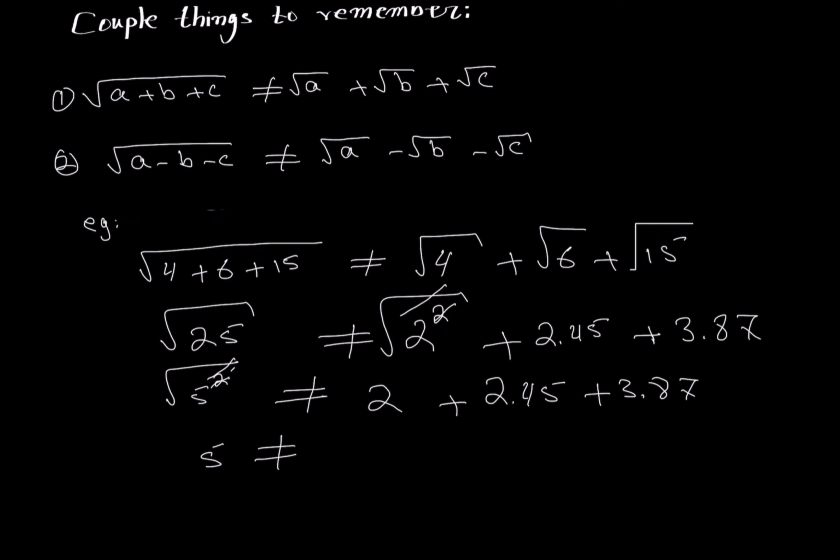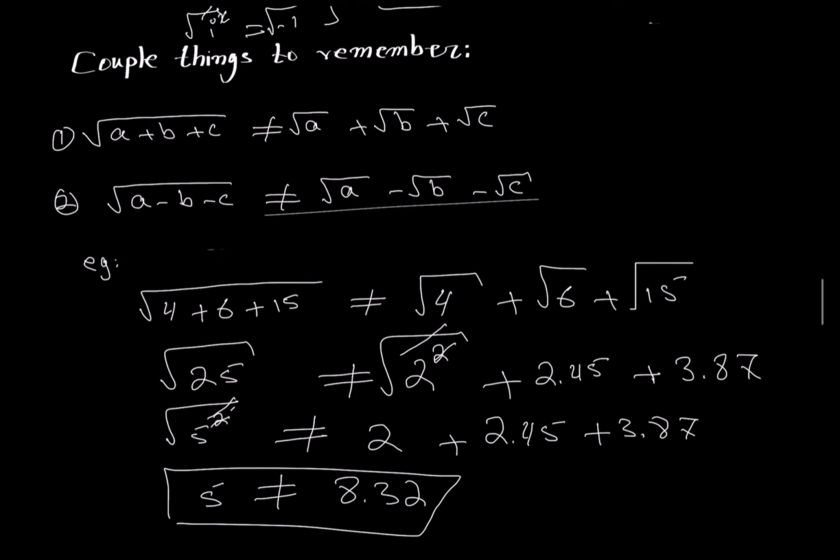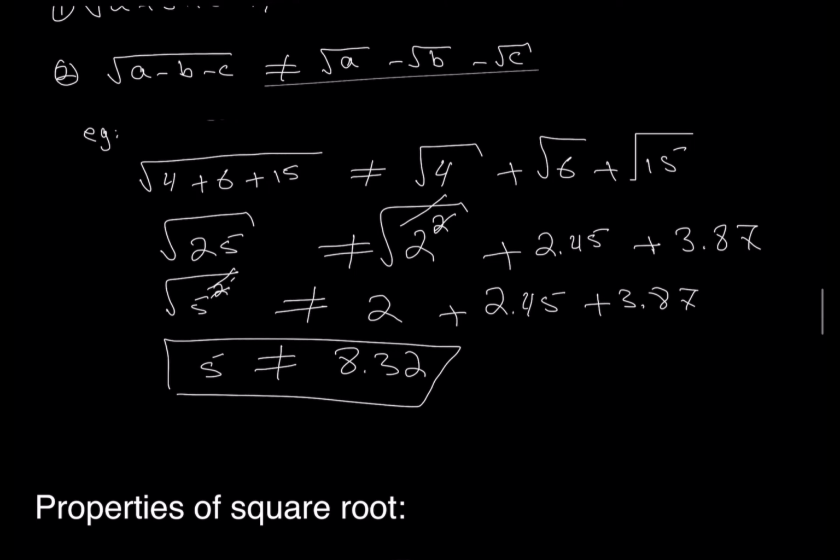Okay, it becomes 8 point some number, but I messed up. 2 plus 2.45 plus 3.87. Yeah, 8.32. As we clearly see, 5 is not equal to this number, so that's how we have to be careful there. The total square root is not equal to the individual square roots of those numbers, so be careful. Something to remember.